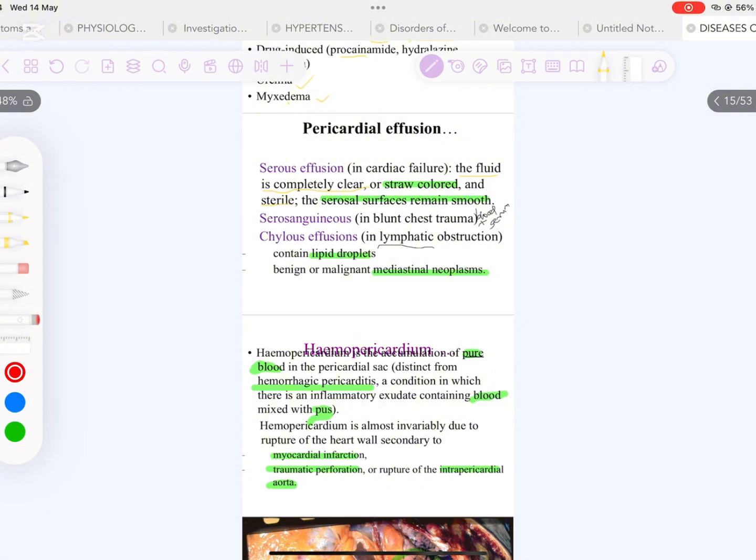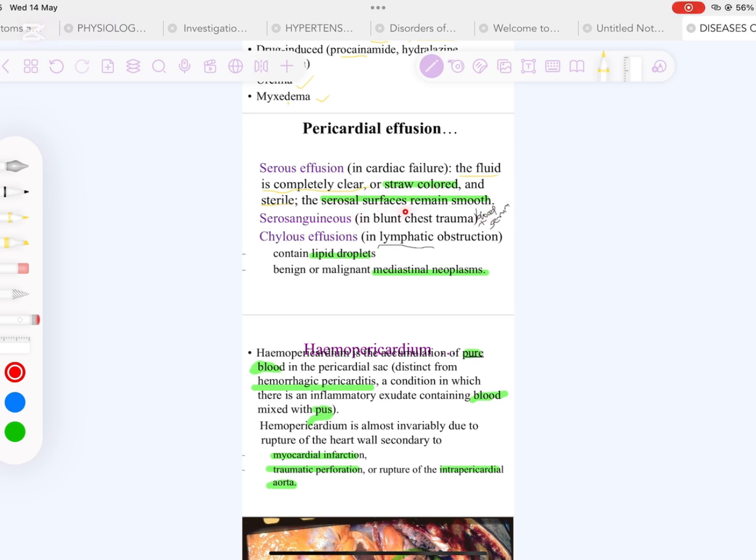and these are the causes that we have gone through. Now when it comes to serous effusion, which is a type of pericardial effusion, you see that the fluid is completely clear or straw-colored and sterile. When do you see this? In cardiac failure. Because in cardiac failure, there's no infection, there's nothing. It's just an issue of the heart not meeting the metabolic demands of the body. So the fluid that comes out in cardiac failure is just serous fluid. It's just clear, straw-colored, there's no infection, nothing.